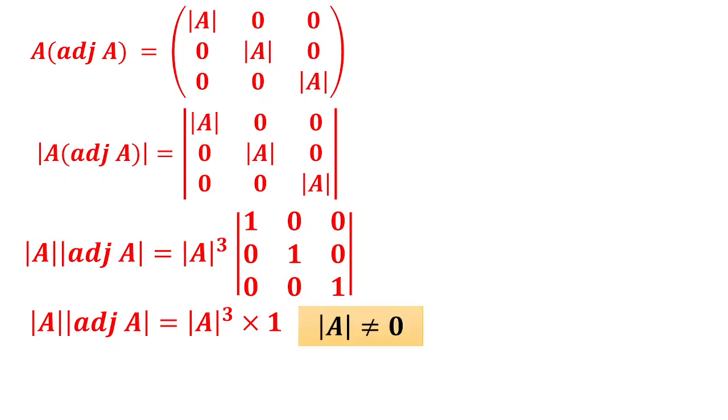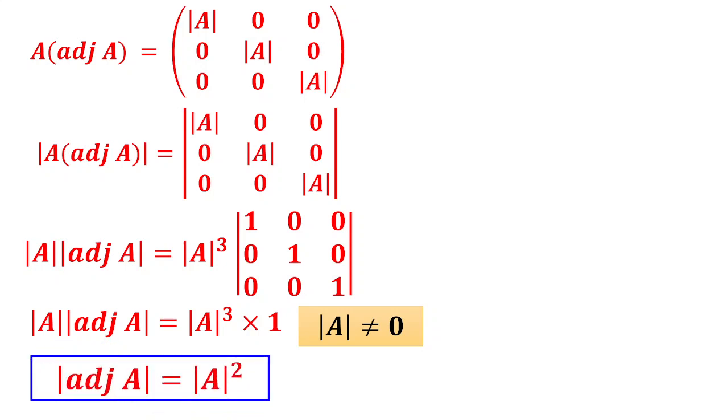Therefore, determinant A is non-zero. Already we have proved that, because it is a non-singular matrix, so we can divide both sides, and you will get determinant of adjoint A is equal to determinant A whole square. Suppose if it is of order 4, it will become determinant A power 3. Now this is a question where we have applied the property of adjoint.